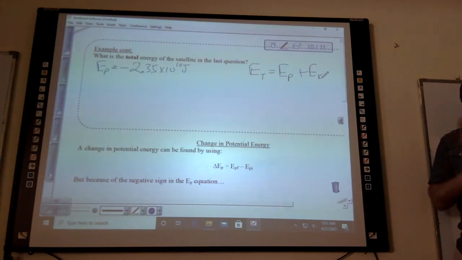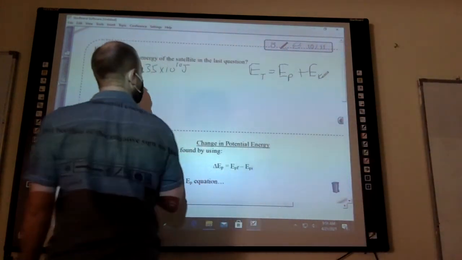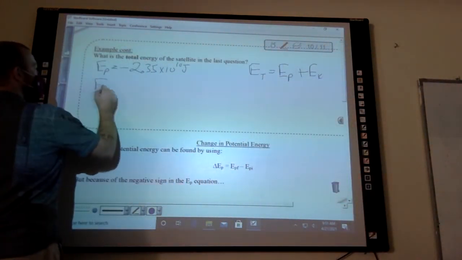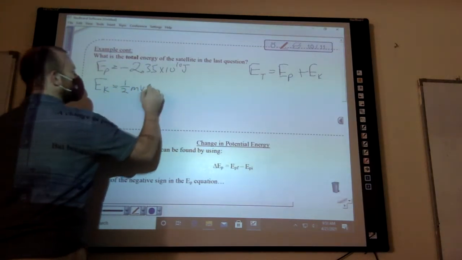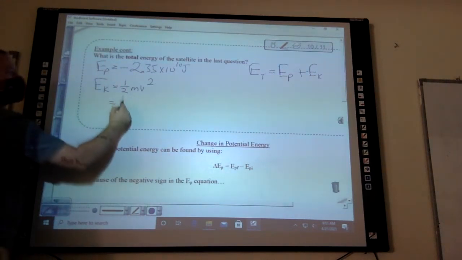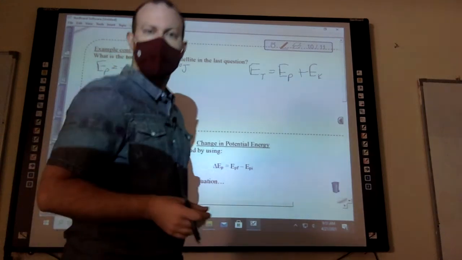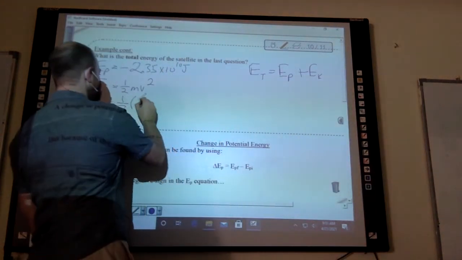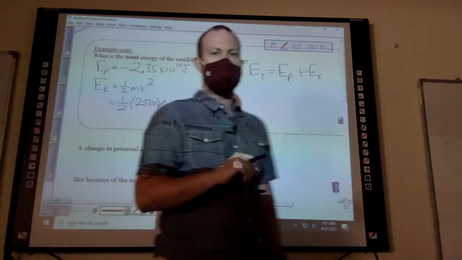So all I need to do is figure out what's the kinetic energy of our satellite. So if I want kinetic energy, energy kinetic is equal to a half mv squared. I have the mass of the satellite. I'm just missing what the speed is. So I have this, it's 2,500. How could I get the speed?